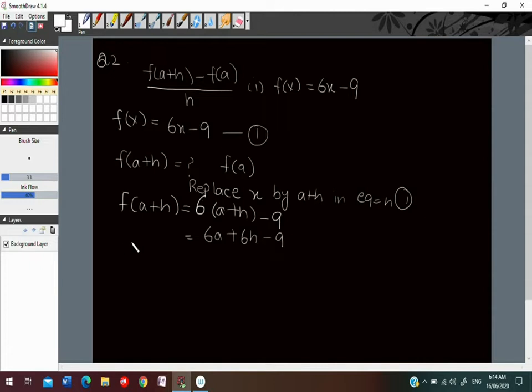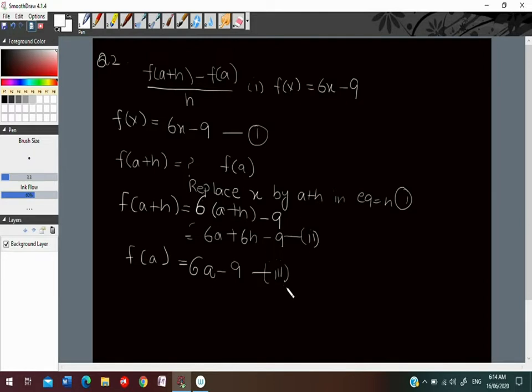Again, this is our second equation, and again we have to find the value of f of a. Again we replace this x by this a. So in equation number 1 we replace this x with this a. So what we write? 6 multiplied by a minus 9. 6a minus 9. This is our equation number 3.